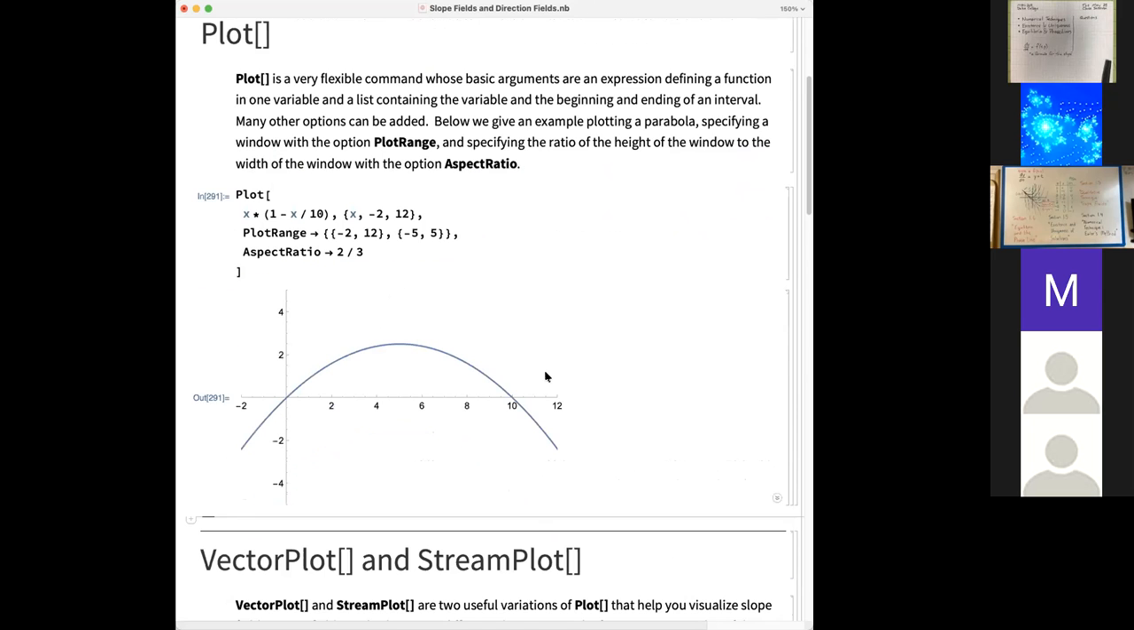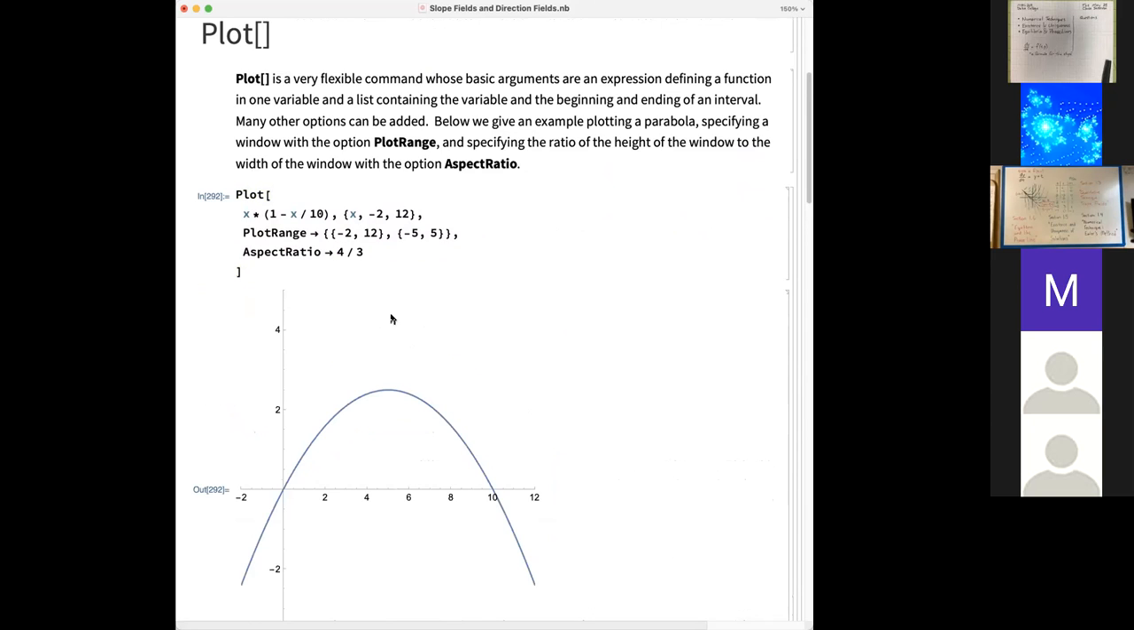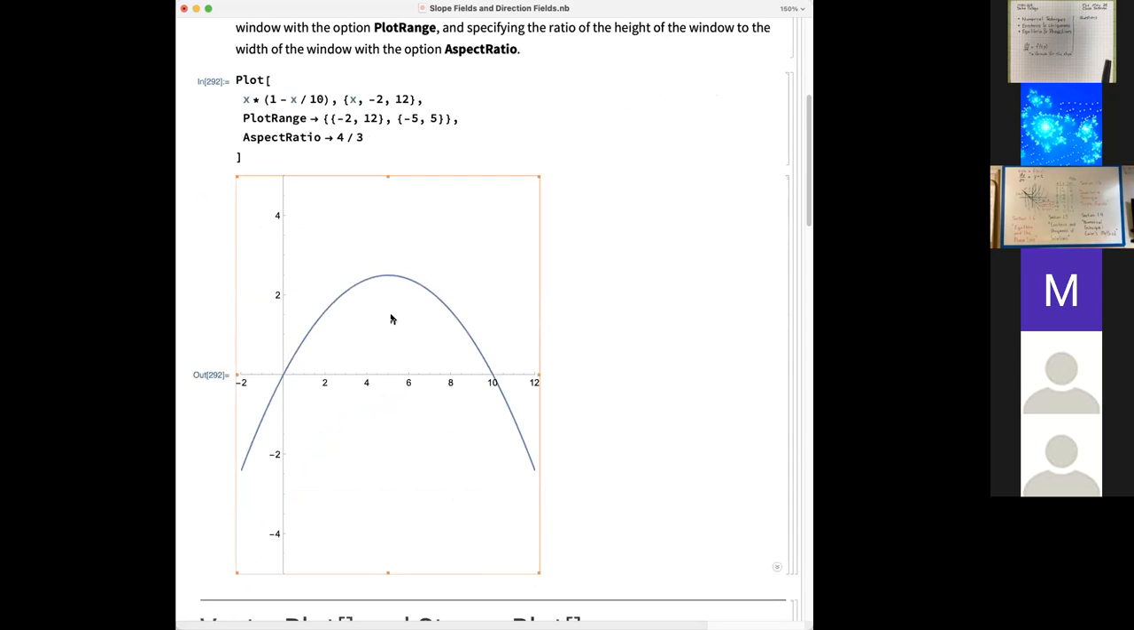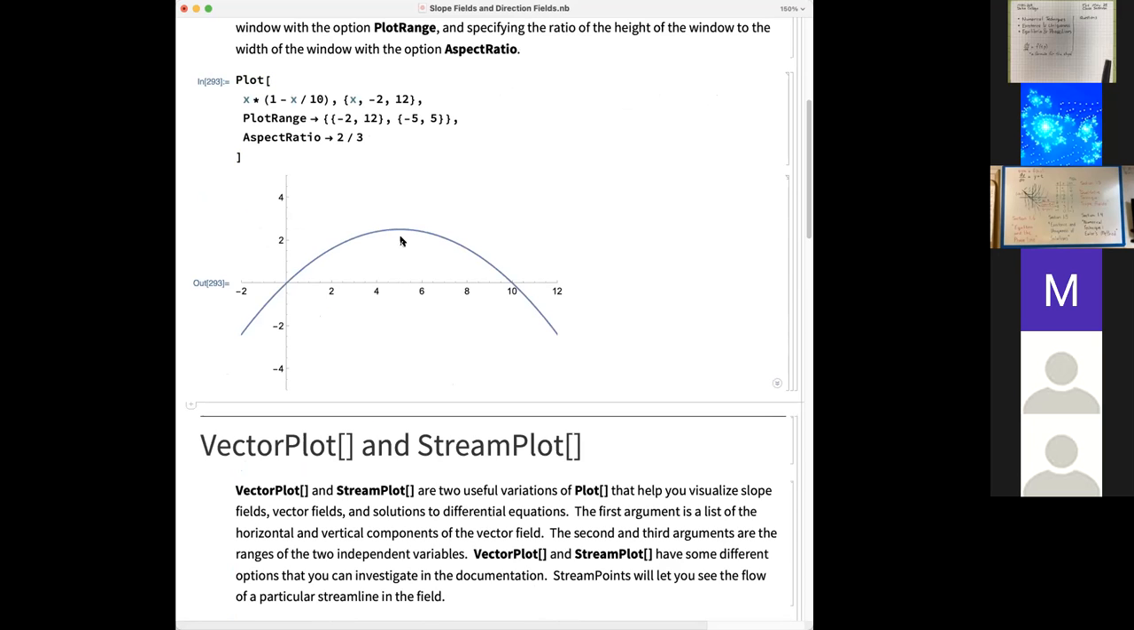Well, Mathematica did what I told it to do, which was not very fancy. It was an upside down parabola. What did this aspect ratio 2 to 3 do? Do you see that the window that it drew was in proportion of 2 units of height to 3 units of width? Sometimes it helps to resize the window. If I had made it 4 by 3, now it's a little taller than it is wide. So aspect ratio is just a leftover argument that made my picture look a little bit nicer.